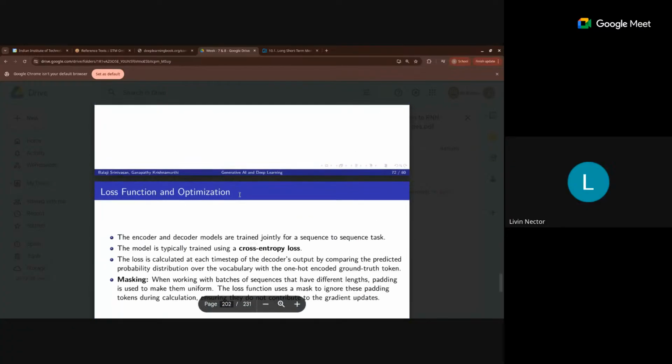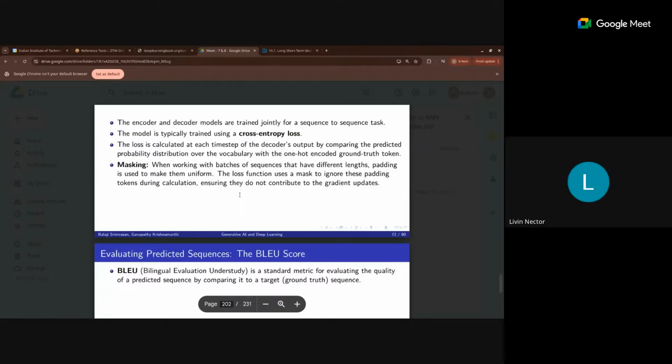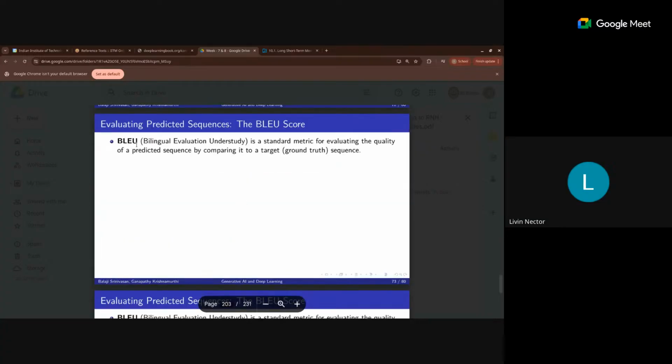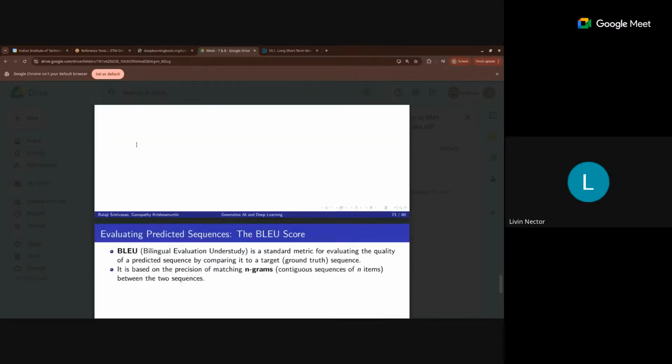Okay, so these are some basic things. How do you set up everything? And masking. And this BLEU, these are some scores or metrics that are used to evaluate the language understanding quality.